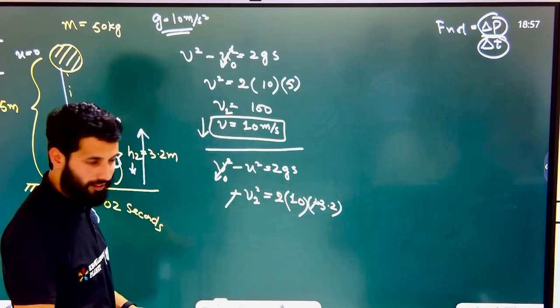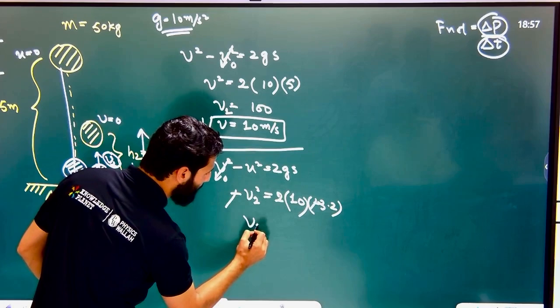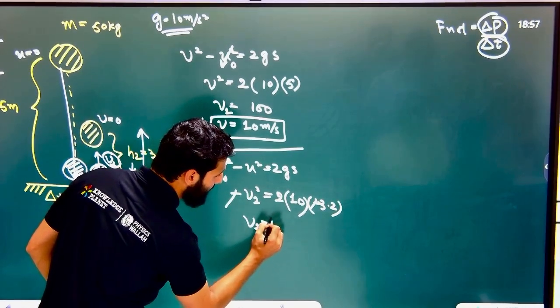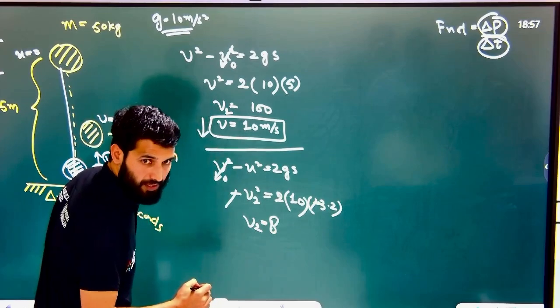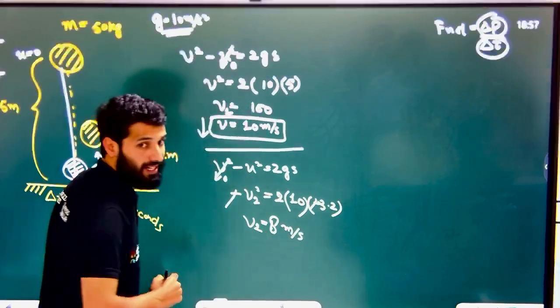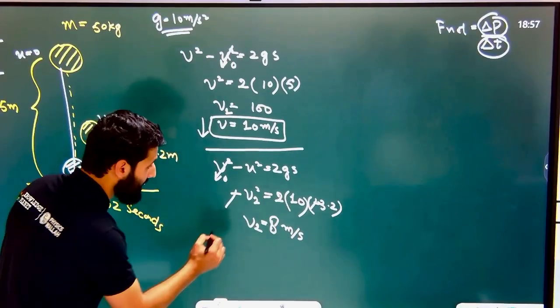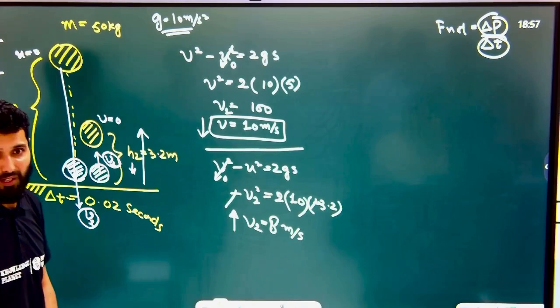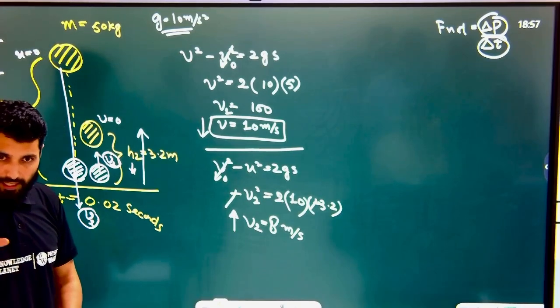So how much will we get for v2? v2 squared is 64, so 8 meters per second. Is it upwards or downwards? Upwards. 8 meters per second upwards. Understood? Is it clear to you?